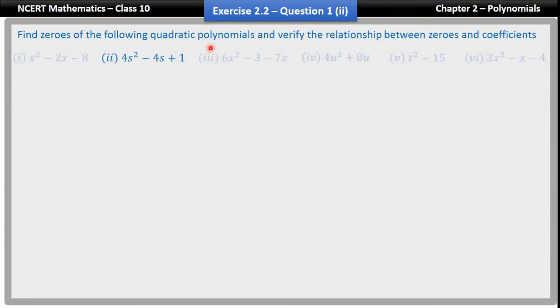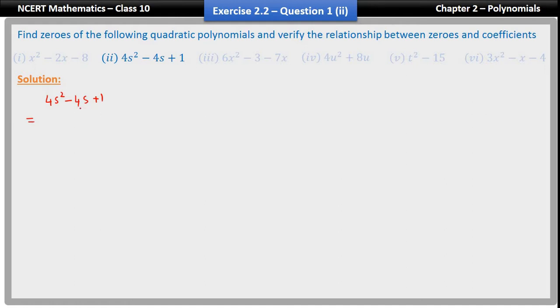Find the zeros of the following quadratic polynomials and verify the relationship between zeros and coefficients. So the polynomial given to us is 4s square minus 4s plus 1. Let's first try to find the zeros of this polynomial. How do you find zeros of the polynomial?